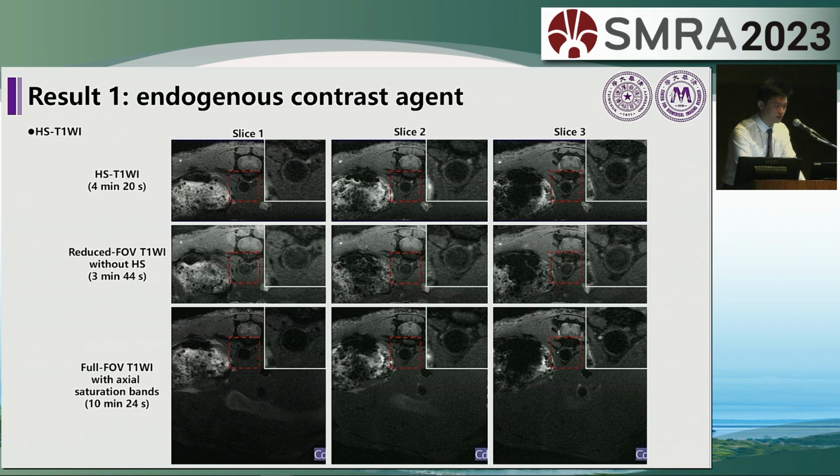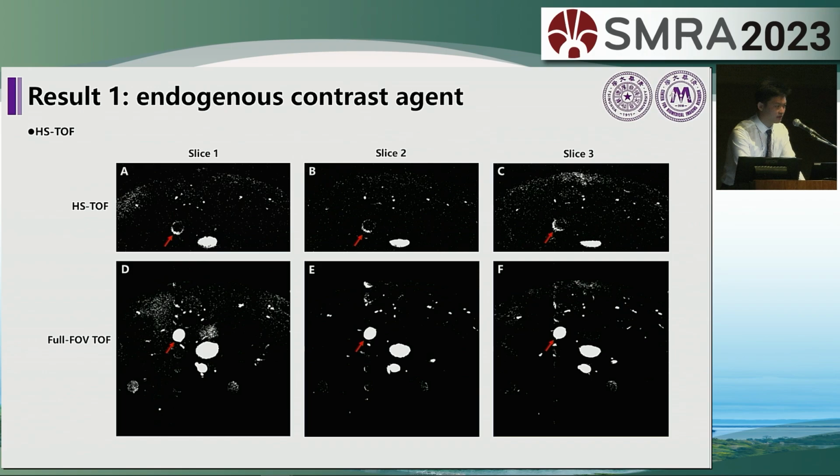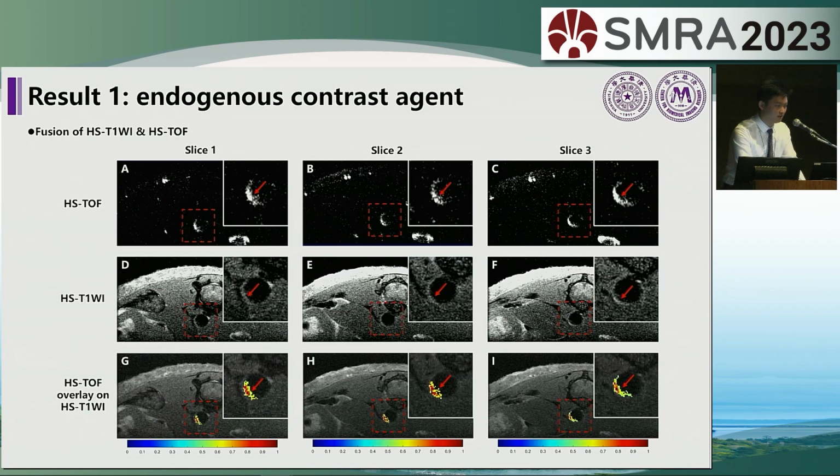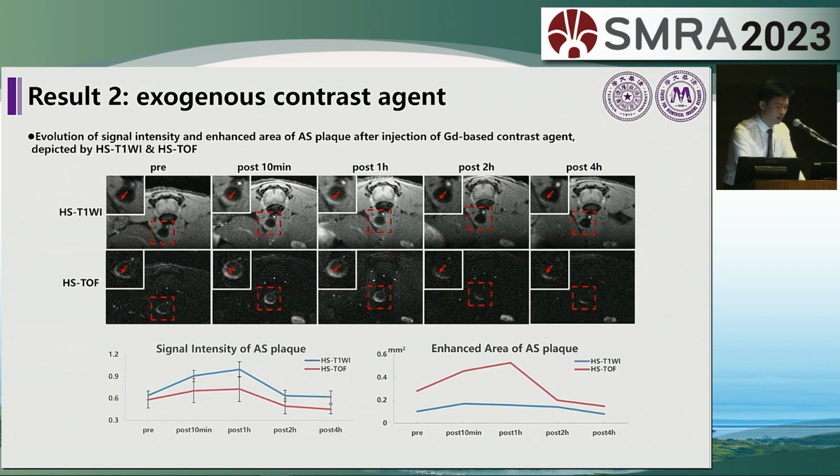And here go the results. The first part is endogenous contrast agent. HS T1-weighted images can achieve black blood and reduce the FOB at the same time. And HS-TOF can also achieve black blood and reduce the FOB at the same time. And according to the Furin result, the hyperintense signals in both two sequences indicate the presence of AS plaque at the same position.